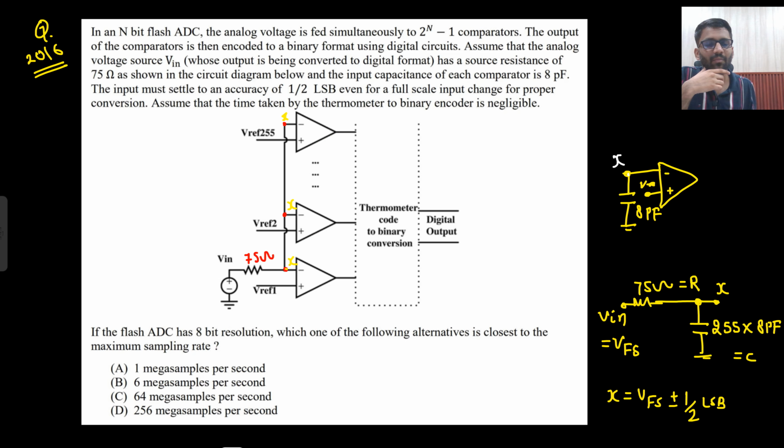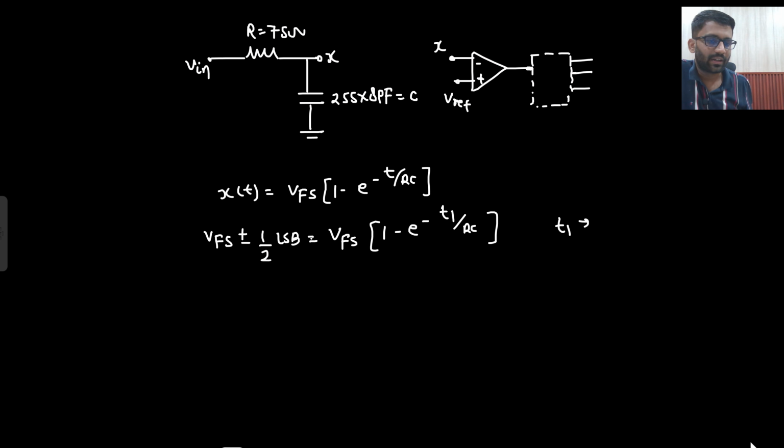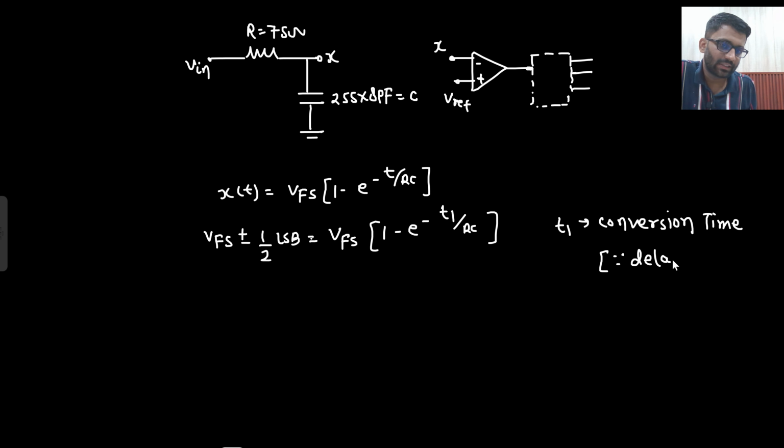Why is T1 becoming the conversion time? If this particular block, this thermometric code to binary conversion, had some delay, let's say a delay of 2 seconds, then what would your conversion time be? T1 plus 2 seconds, right? Here we are assuming the comparator is not having any delay and the further circuit is not having any delay. If this code converter or this comparator had some delay, then that delay would have been added. But here T1 will become the conversion time, because the delay of other components is 0.